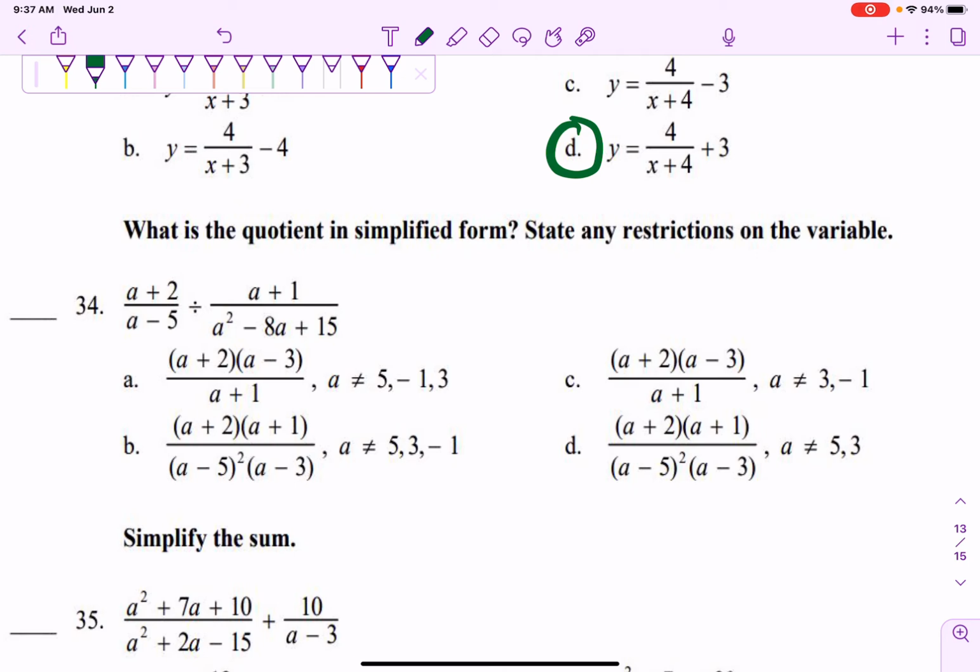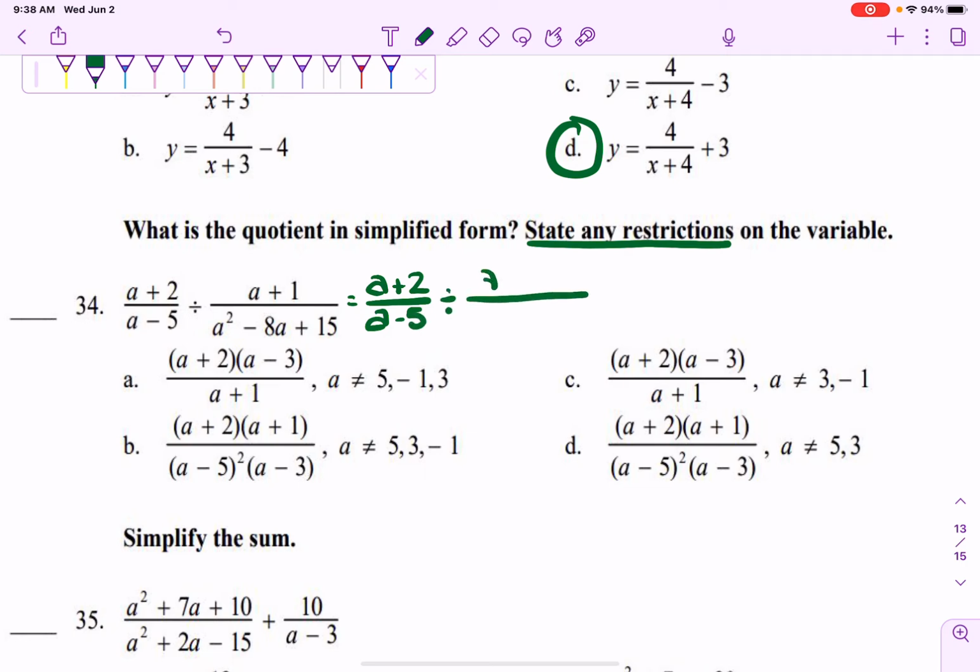On 34, it says, what is the quotient in simplified form and state any restrictions? So don't forget this part when we get done. But probably the easiest way to start this is that it looks like this, and this are all in simplified form. It would really help us if this were factored. So the first thing I'm going to do is deal with that. So a plus 2, a minus 5 are going to come in.